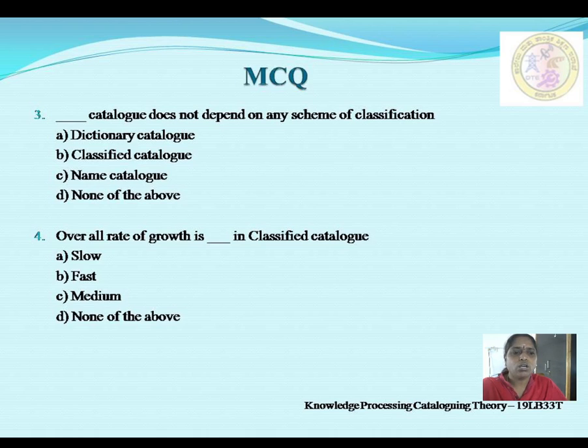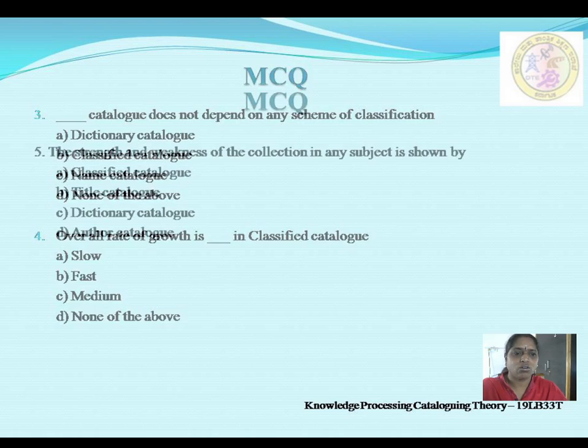Then, overall rate of growth is dash in classified catalog. ಯಾವುದು? ಸ್ಲೋನಾ, ಫಾಸ್ಟಾ, ಮೀಡಿಯಮಾ, ನನ್ ಆಫ್ ದ ಎಬವ್ನಾ? ಯಾವುದು ಗೆಸ್ ಮಾಡ್ತೀರಾ? ಎಸ್, ಇಟ್ ಈಸ್ ಸ್ಲೋ. ಓವರಾಲ್ ರೇಟ್ ಆಫ್ ಗ್ರೋತ್ ಇಸ್ ಸ್ಲೋ ಇನ್ ಕ್ಲಾಸಿಫೈಡ್ ಕ್ಯಾಟಲಾಗ್. ಹೈ ಇನ್, ಎಸ್, ಡಿಕ್ಷನರಿ ಕ್ಯಾಟಲಾಗ್.